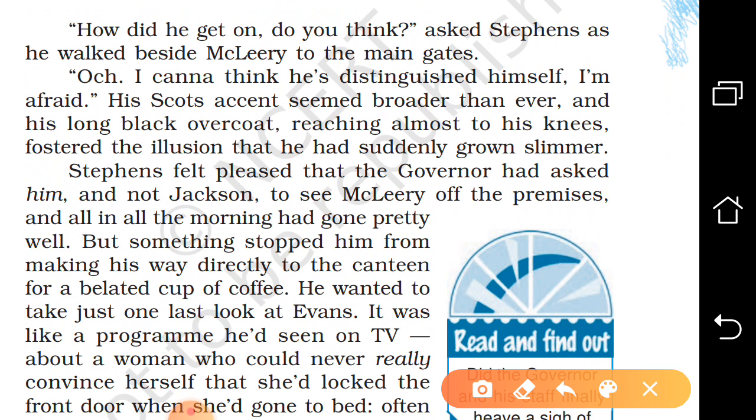But before he had a belated cup of coffee, he thought he should check the room or the cell of Evans. He wanted to take just one last look at Evans. It was like a program he had seen on TV about a woman who could never really convince herself that she had locked the front door when she had gone to bed. So, like in the TV serial, a woman could never get herself convinced whether she had locked the front door. Even in our own homes it happens. Your mothers might be checking whether the main gate is closed or not.